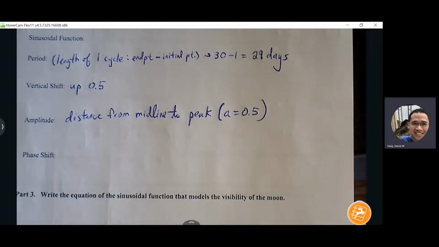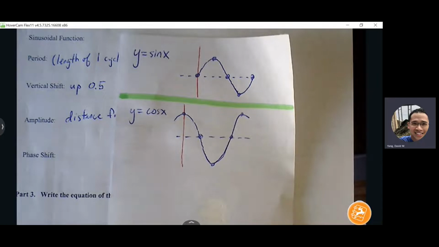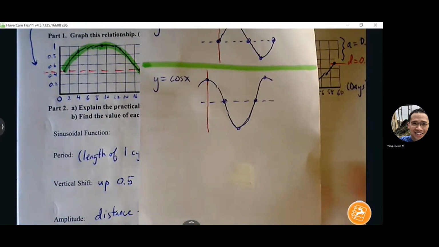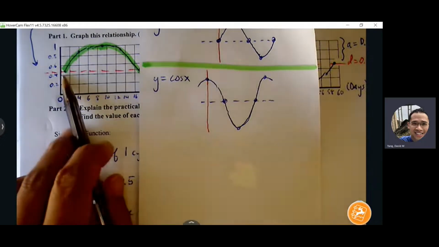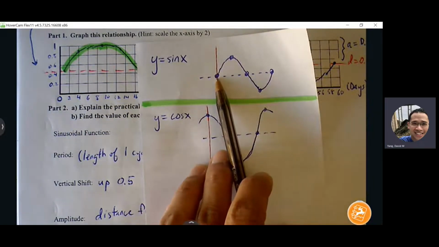Okay, phase shift. So normally, the sine graph starts at the midline at 0, but this sine graph is a little bit shifted, right? It's shifted 1 unit to the what? Right, yeah, so it begins a cycle 1 unit from where we usually begin our sine graph.